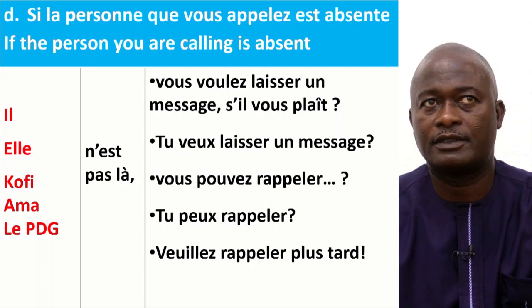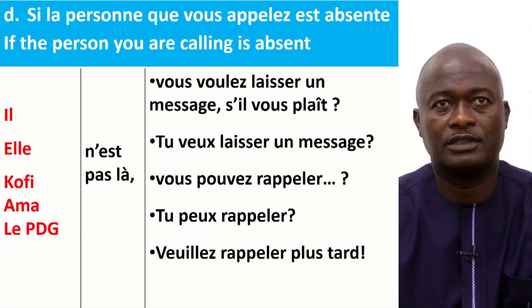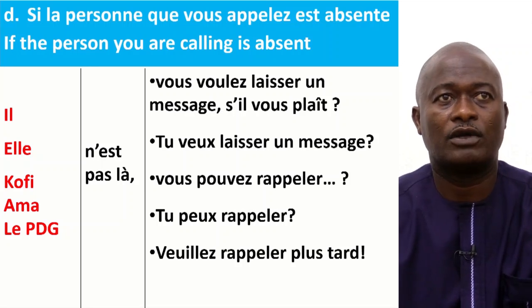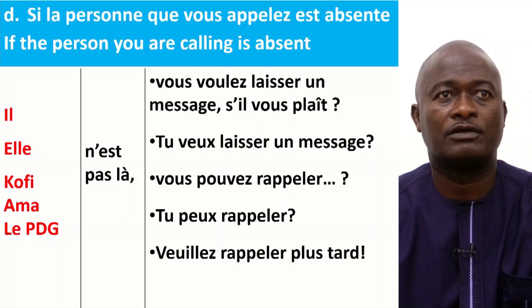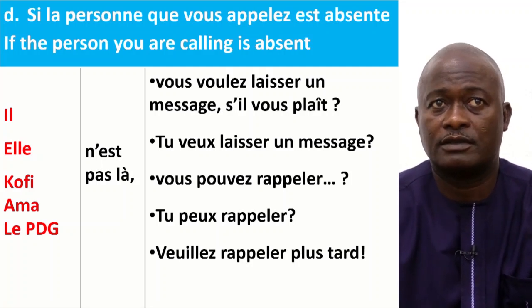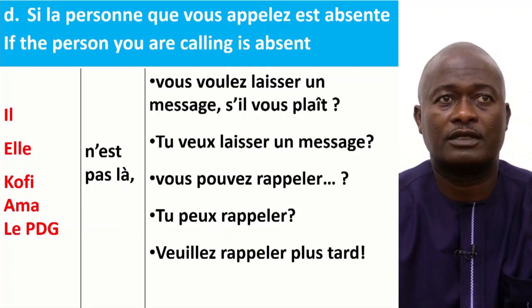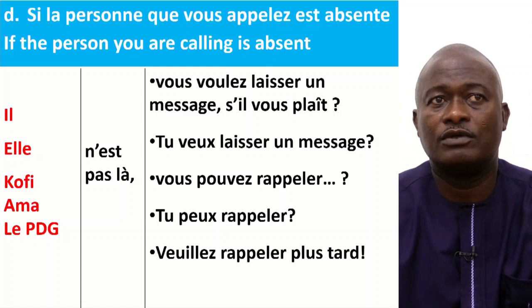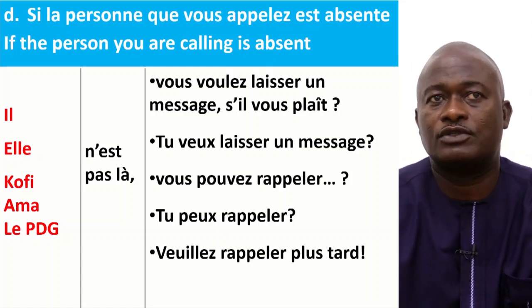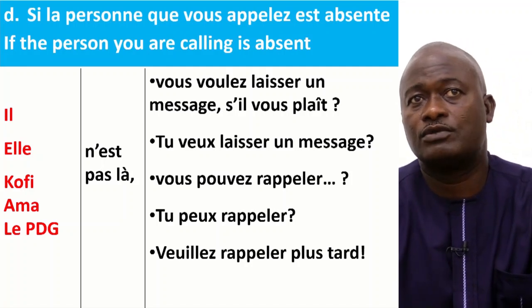Si la personne que vous appelez est absente, obviously, when the person that you are calling is not in, you may either want to leave a message or call back. So you have three columns here. The first one deals with the people you want to speak to, and then also pronouns. For instance, we have il, elle, Kofi, Ama, the PDG, or any other person that you intend to talk to. If the person is not in, you can say, il n'est pas là, or elle n'est pas là. For example, you want to speak to Kofi, but Kofi is not around. The person that picks the phone will tell you, Kofi n'est pas là. If it is Ama that you want to speak to, the fellow will reply, Ama n'est pas là.